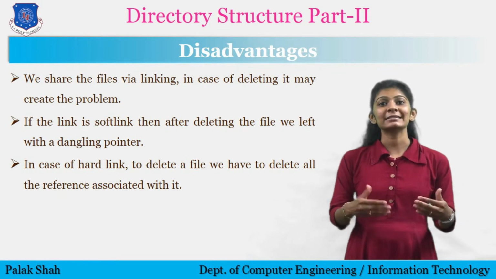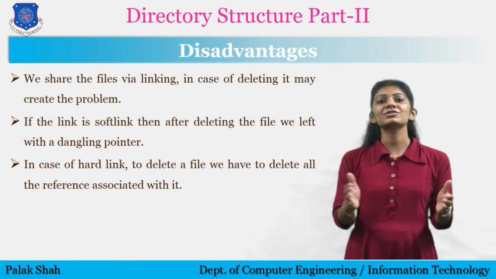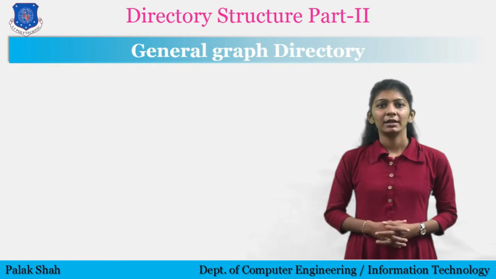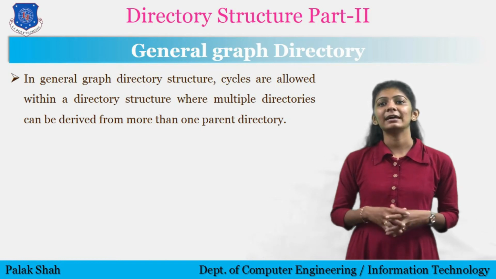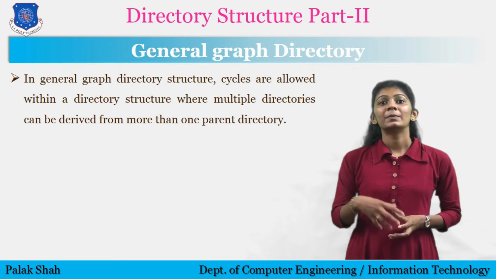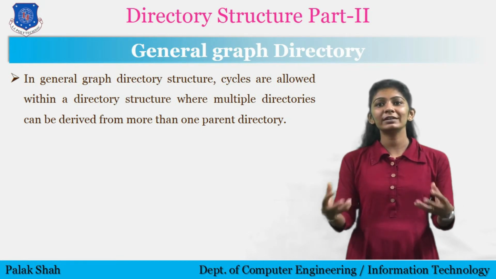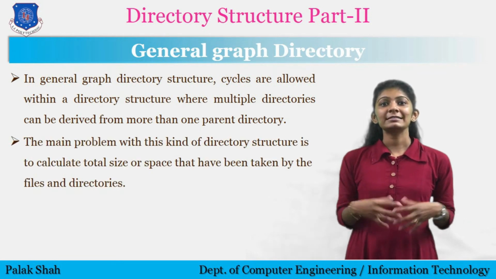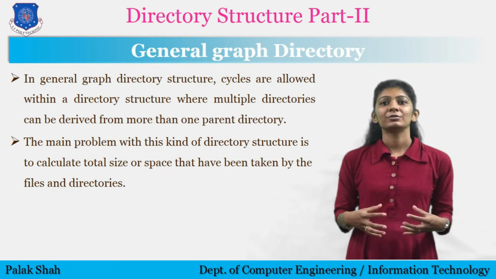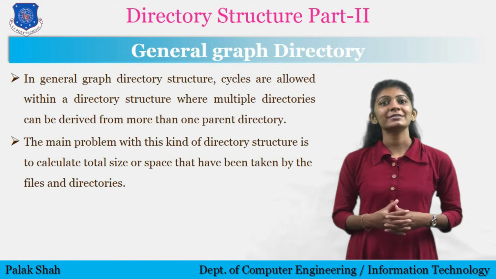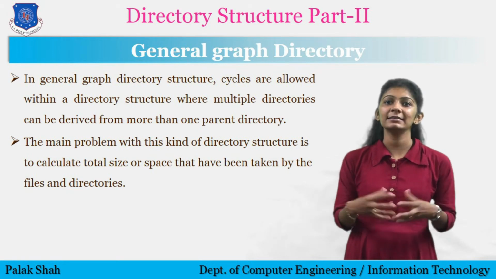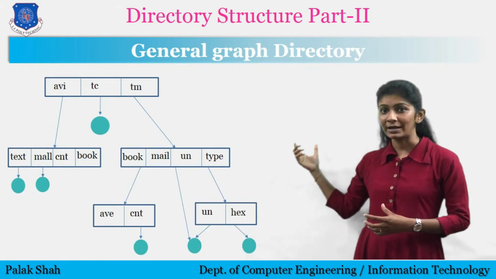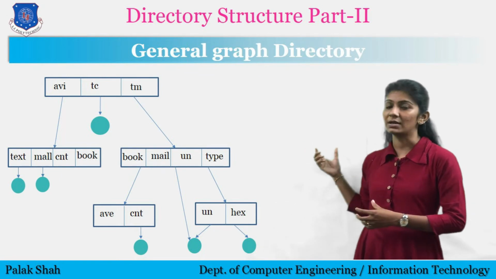Now, we will see the last type of directory structure, that is the general graph directory structure, or we can say the cyclic graph directory structure. In the general graph directory structure, cycles are allowed within the directory structure, where multiple directories can be derived from more than one parent directory. The main problem with this kind of directory structure is to calculate the total size or space that has been taken by the files and directories. As shown in the diagram, directories are represented using squares while files are represented using circles.